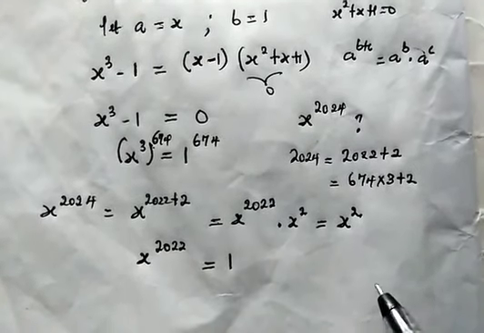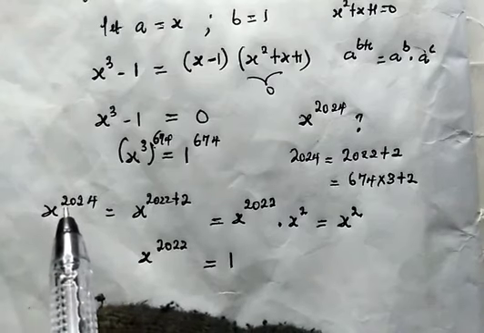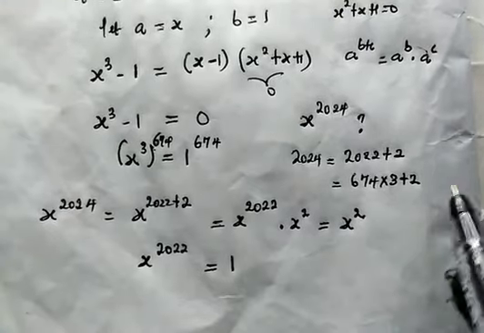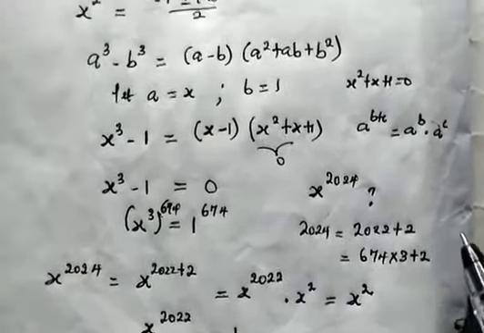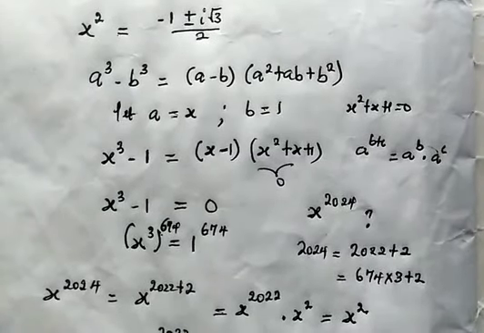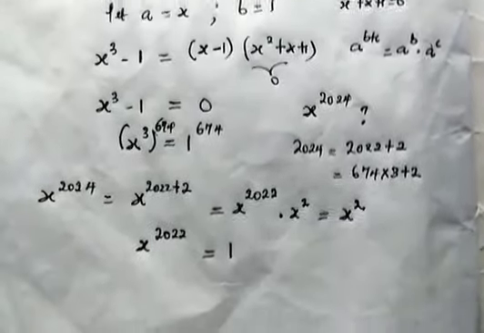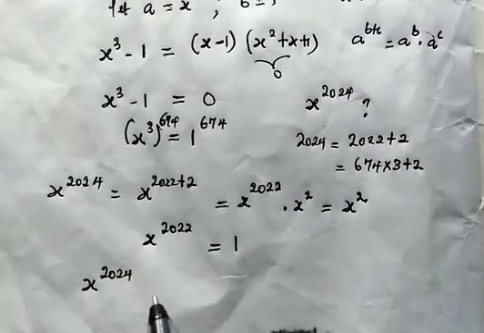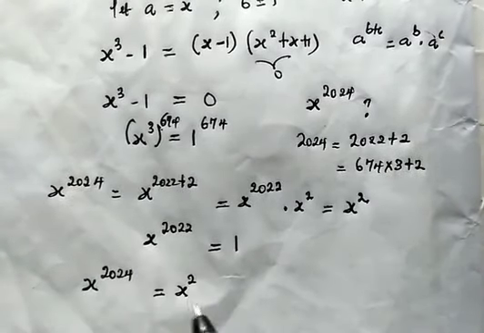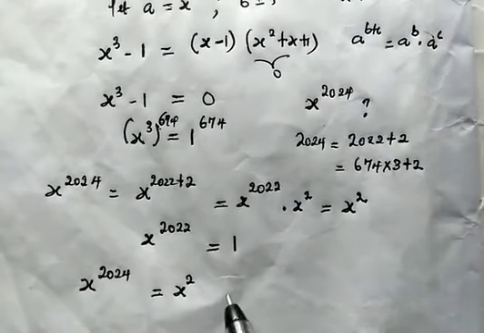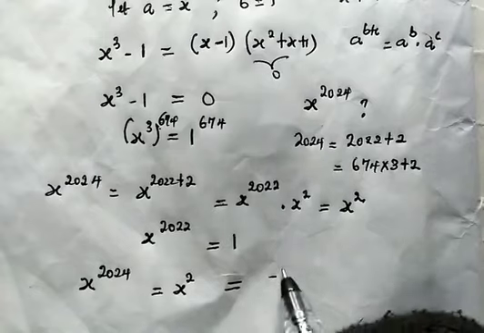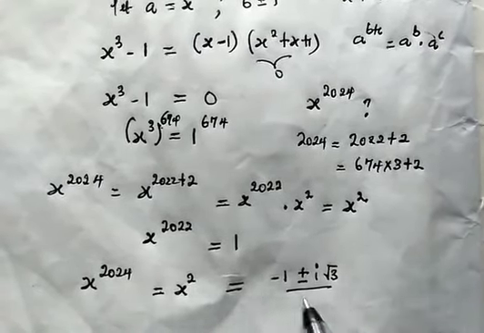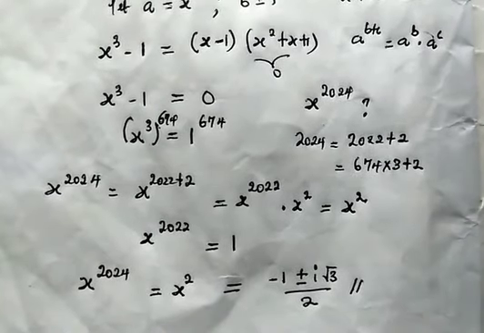Amazing. So this is telling us that the value of x to the power of 2024 is the same as the value of x squared. And recall once again that x squared is equal to negative 1 plus or minus i root of 3 all over 2. So we can deduce that x to the power of 2024 is equal to x squared, which is equal to negative 1 plus or minus i root of 3 over 2. And this is the right answer.